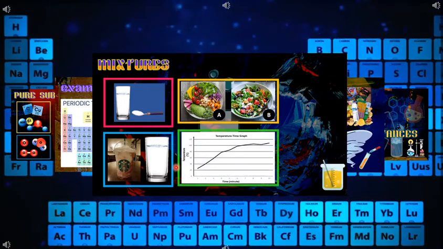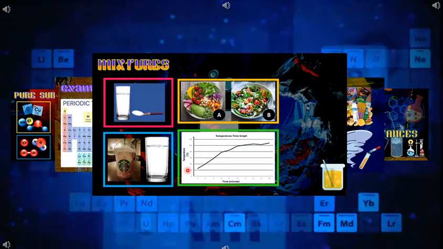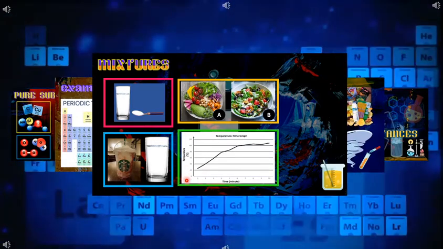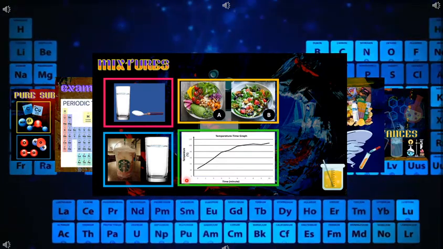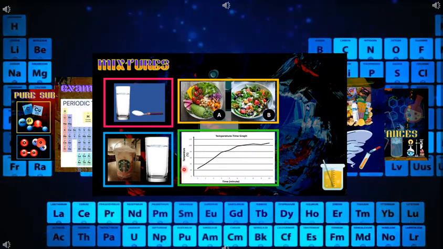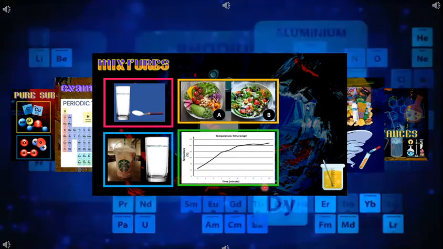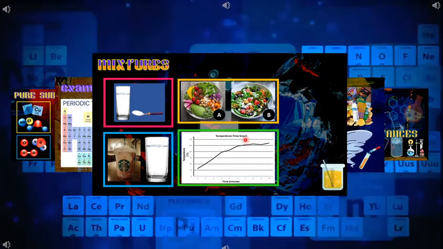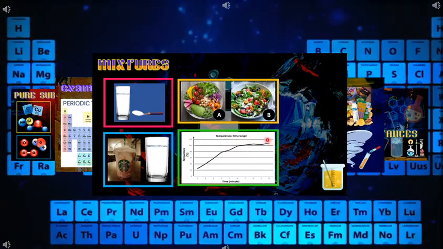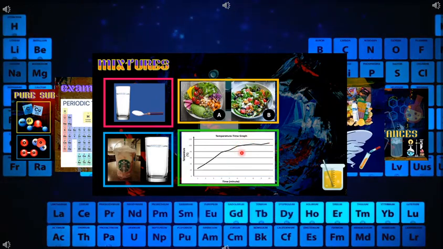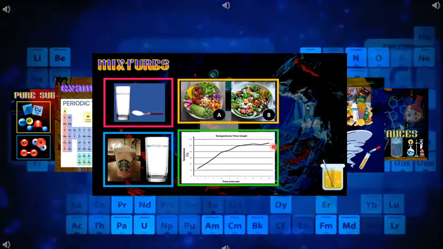Unlike pure substances, mixtures have variable physical and chemical properties. Their properties depend on the materials that compose them. In this example, we have here the boiling point of salt solution. Notice that the graph changes as time passes because salt solution is not a pure substance. It doesn't have a definite boiling point.